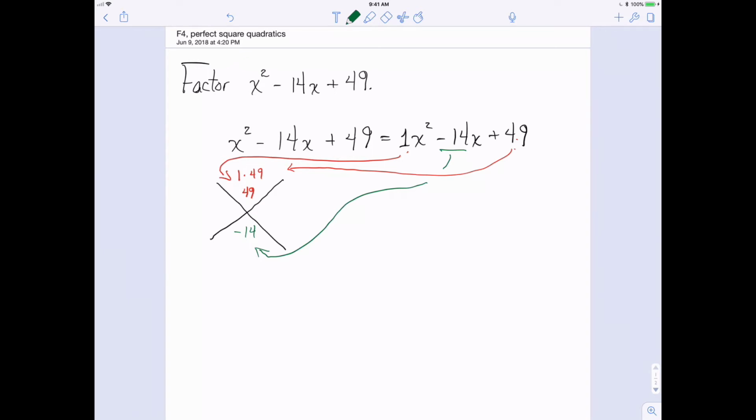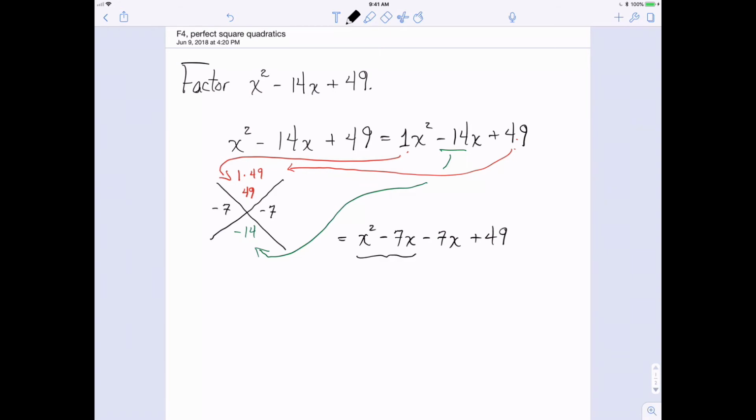Okay, so now we need two numbers that multiply to 49, add to negative 14, and the result is, if you think about it, maybe you could stop and try that, but the answer is negative 7 and negative 7. So we use those to rewrite the negative 14x. In other words, the problem becomes x squared minus 7x minus 7x plus 49. Look at that, 4 terms, so we factor by grouping.